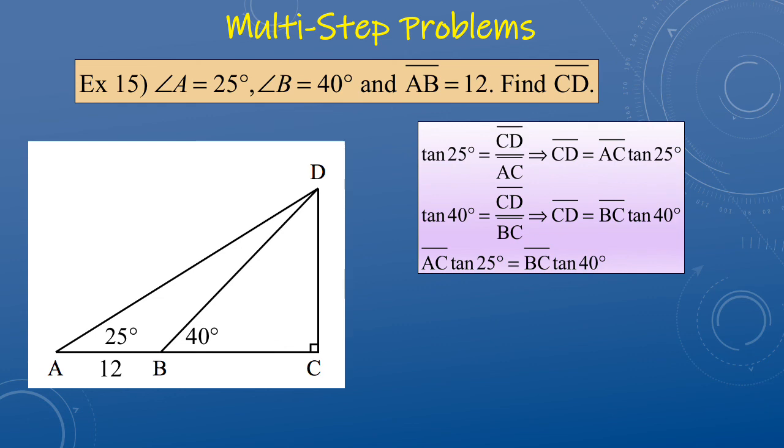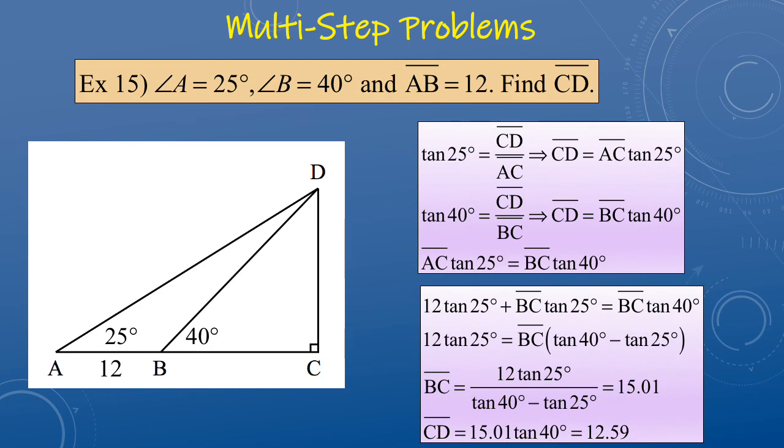Since both of these expressions are equal to CD, we can then write that AC tangent 25 is equal to BC tangent 40. Notice that we do not find the tangent of 25 degrees and tangent of 40 degrees. Doing so is going to involve us with messy decimals. We prefer to do all of these calculations at the very end of the problem.